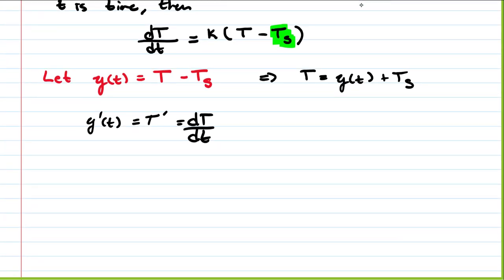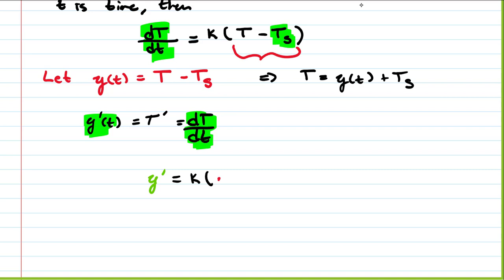So now, if we substitute all of this into the original equation, we're going to end up with y prime is equal to k times, and we have that T minus T sub s, well, what is that the same as? Well, that's going to be just y, right? This is the original problem that we started with, right? y prime is equal to ky.